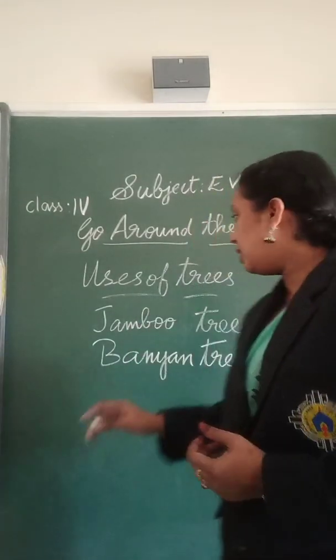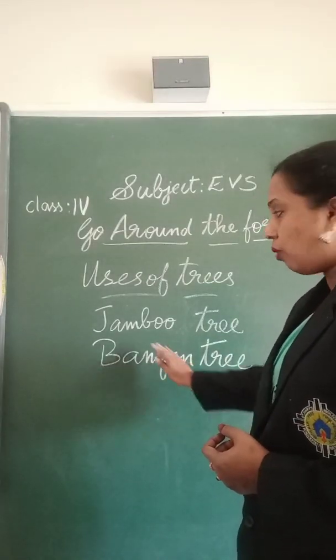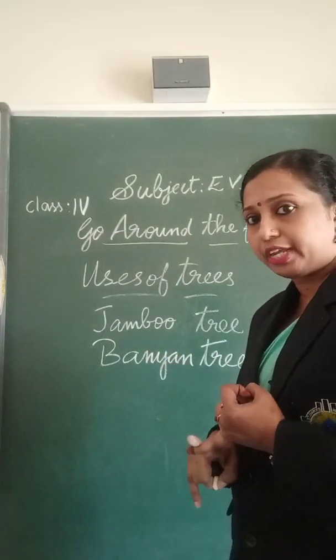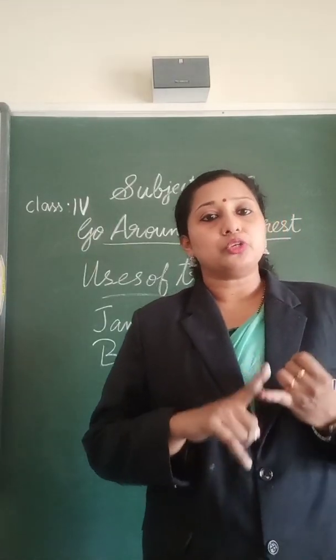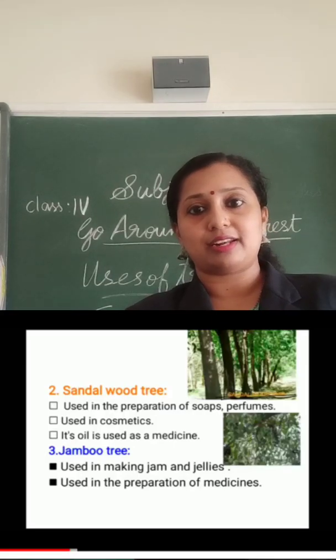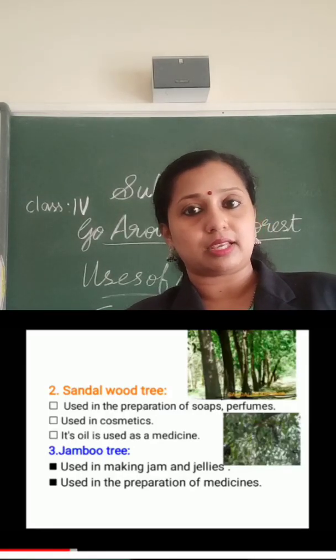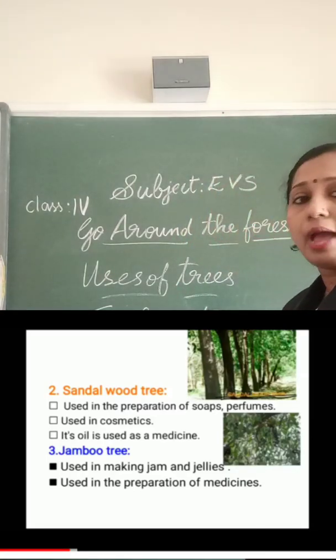So next is the jambo tree and the banyan tree. What are the uses of the jambo tree and the banyan tree? The jambo tree is used for making jam and jellies. You know that, children, most of you like jams and jellies, isn't it? So we can make jams and jellies from this jambo tree.